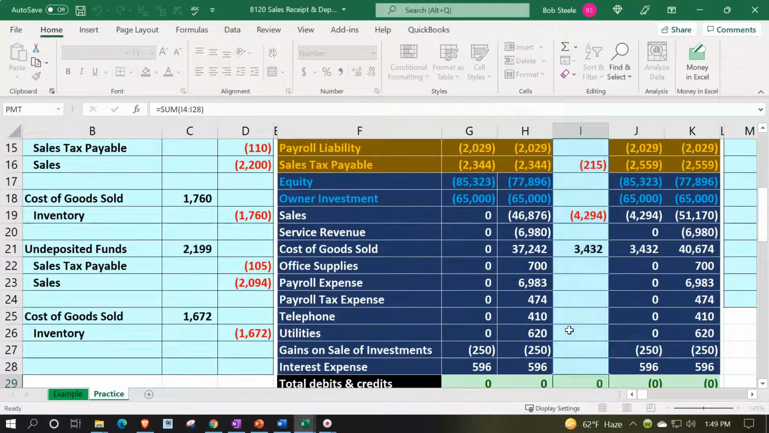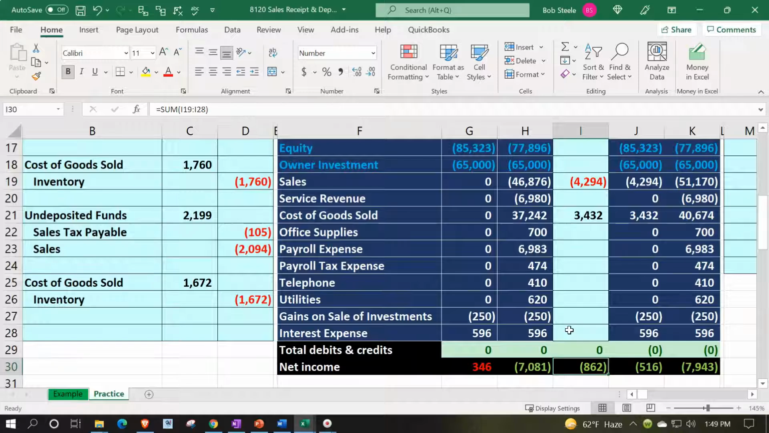In any case, there we go. So there are the two transactions that we had. Here's the impact on net income. This is what we had before for the month, and then it changed by this. So now we've got net income instead of a loss. This is what it was year to date for the two months, and then it changed by this, and here's what we have at the ending point.